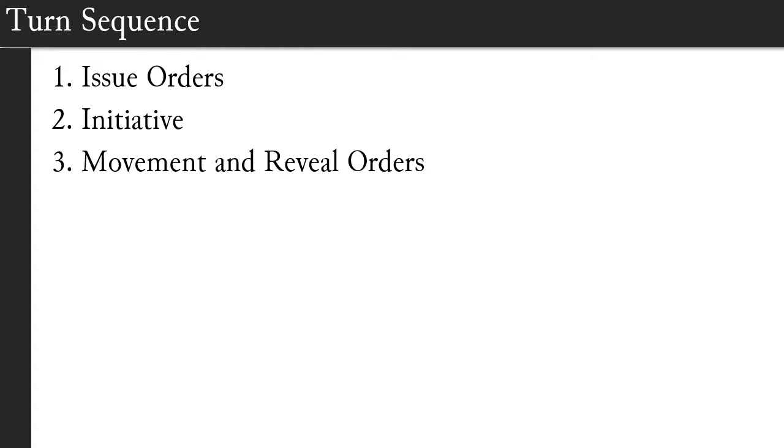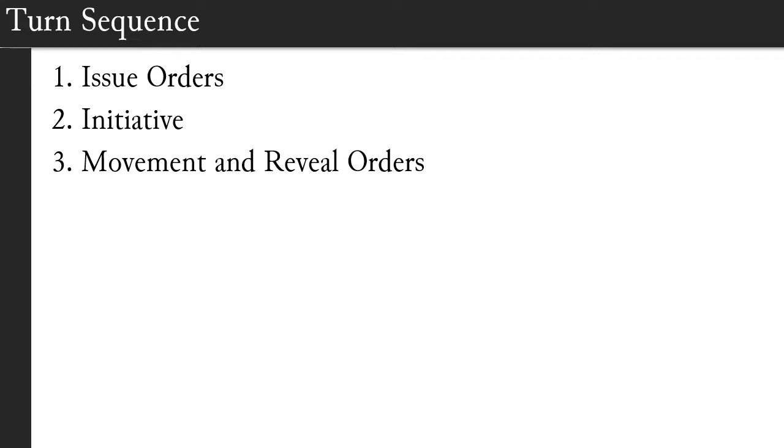The next phase is the movement and reveal phase. Now, two things happen in this phase. The first is players take turns activating units. To activate a unit, you flip over that unit's orders. If the order permits movement, then the unit is now moved.